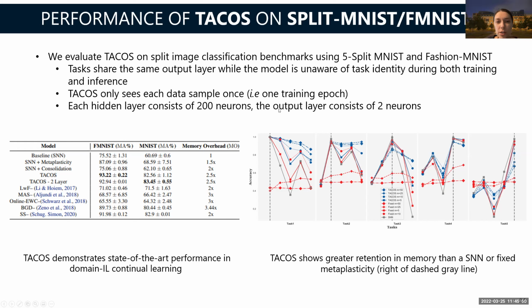So I have a question. The results that we have here are on a particular type of application. I'm wondering what other applications you have used with TACOS, aside from image classification.